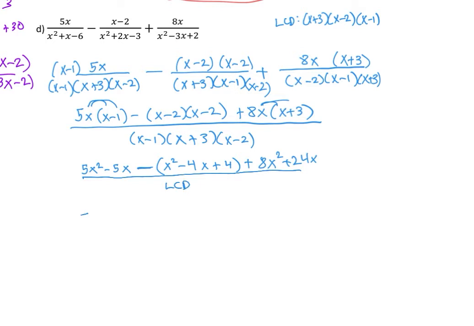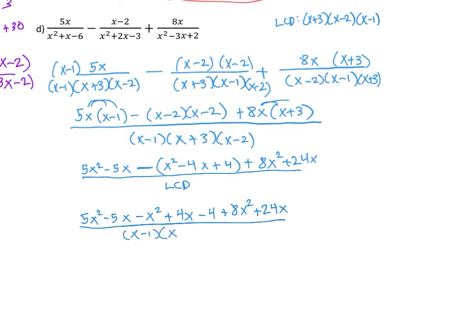Okay, so 5x squared minus 5x. I'm going to distribute that minus sign through. There's nothing like doing a whole extra step just to distribute a minus sign through. If you're real good, you can distribute it through whenever, but there we go.